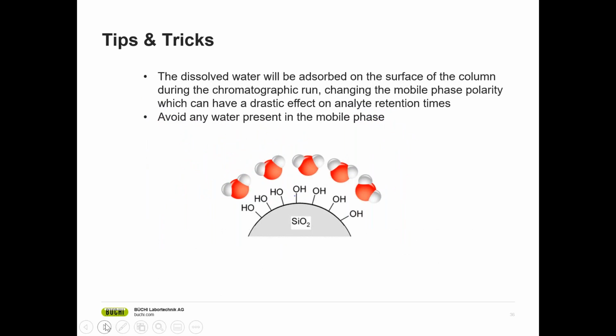Another tip is the silica. Silica gel has a very high specific surface area. This is around 800 square meters per gram. And this allows it to absorb water very easily, making it also a very useful drying agent.